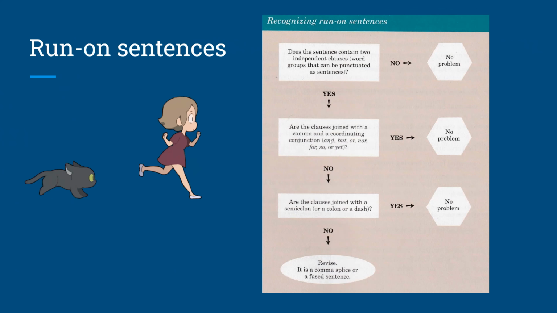Now, are the clauses joined with a comma and a coordinating conjunction? So we're talking and, but, or, nor, for, so, or yet? No. Are the clauses joined with a semicolon or a colon or a dash? If they are not, then you have a comma splice or a fused sentence. So again, you're checking to make sure that all the pieces of your sentence fit together and work as an understandable unit for your audience.